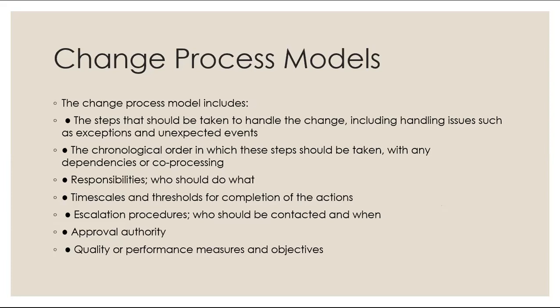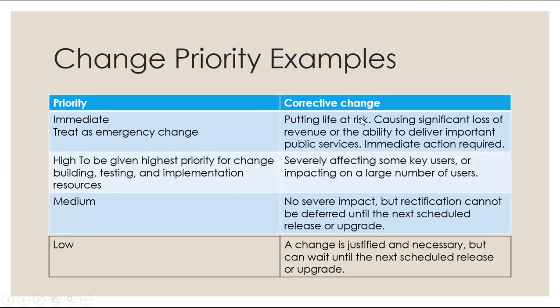The change process models include the steps that should be taken to handle the change, including handling issues such as expectations and unexpected events, the chronological order in which these steps should be taken with any dependencies or co-processing responsibilities, who should do what, time scales and thresholds, escalation procedures, who should be contacted and when, approval authority, quality of performance measures and objectives. These are all the change process elements.